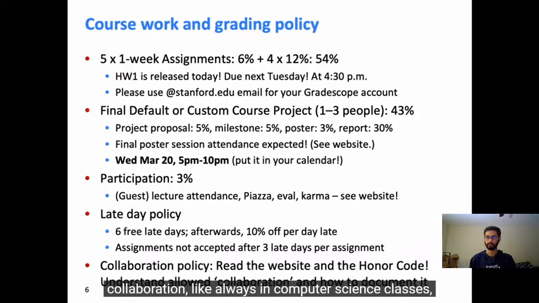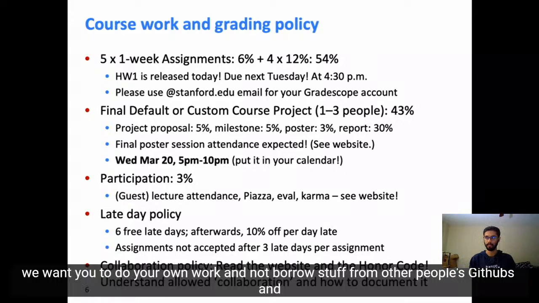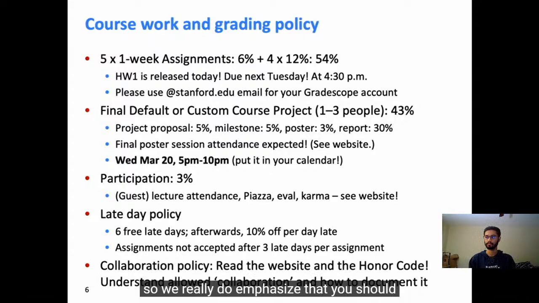Collaboration. Like always in computer science classes, we want you to do your own work and not borrow stuff from other people's GitHubs. And so we really do emphasize that you should read and pay attention to collaboration policies.